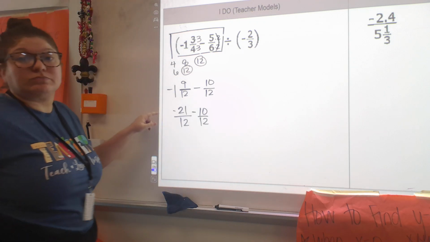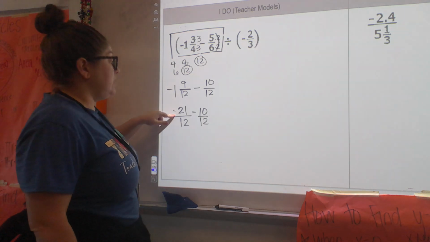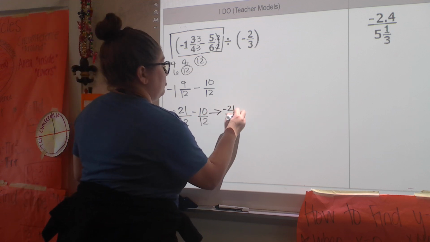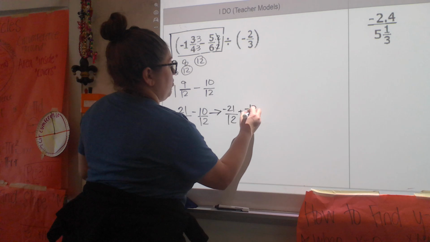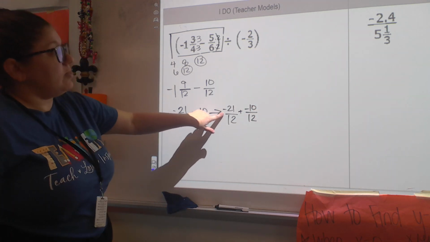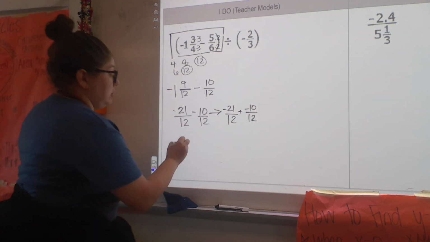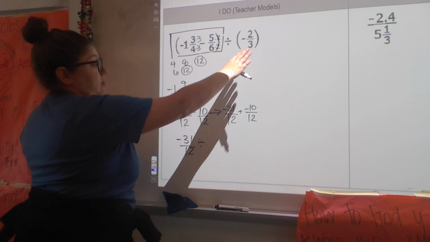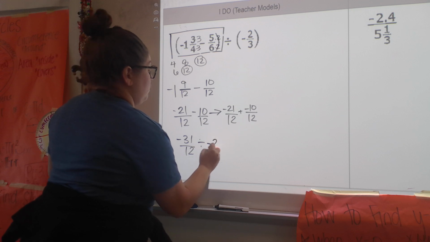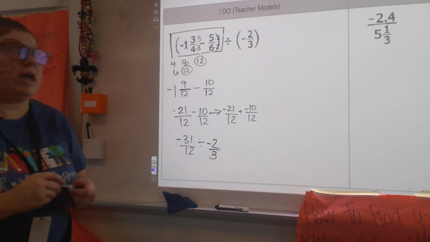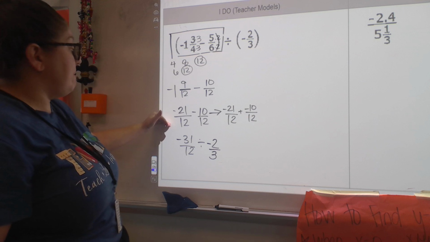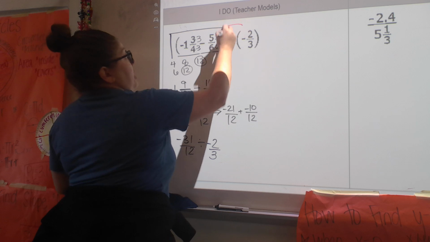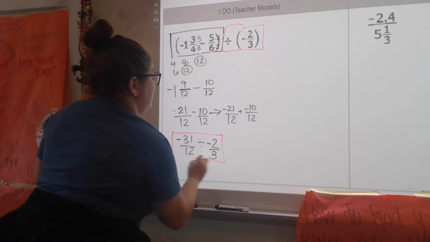Okay, so I have negative 21 minus 10. That's the same thing as saying negative 21 over 12 plus negative 10 over 12. Okay, that's going to get me negative 31 over 12 divided by negative 2 over 3. Okay, so we did this part. Now we're in the second part of the equation.